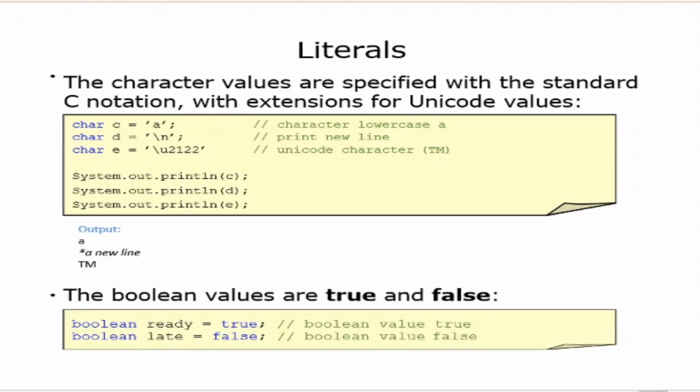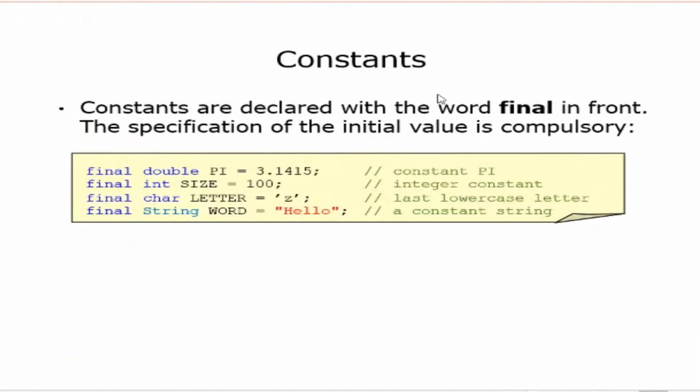Okay, and second last is boolean. Boolean is a value either true or false. For example, boolean ready equal to true and boolean late equal to false. When we print System.out.println ready, it will show true, and when we print late, it will show false.